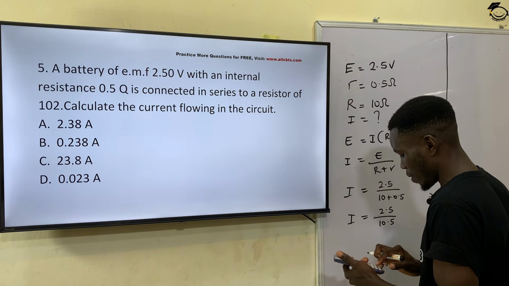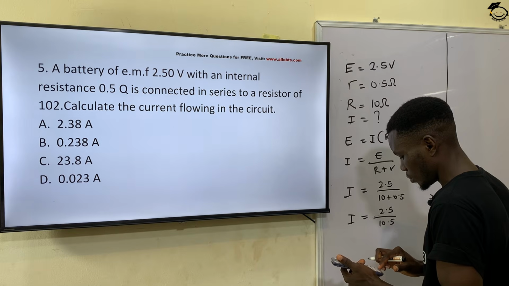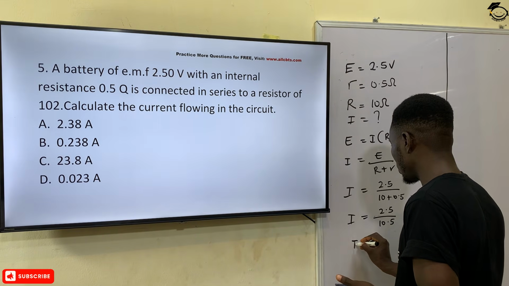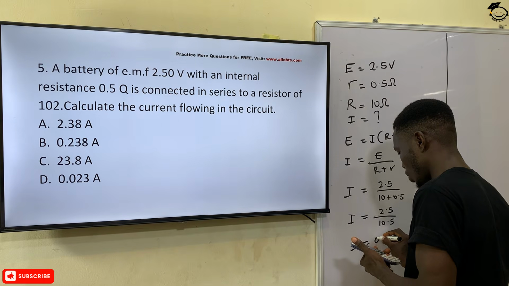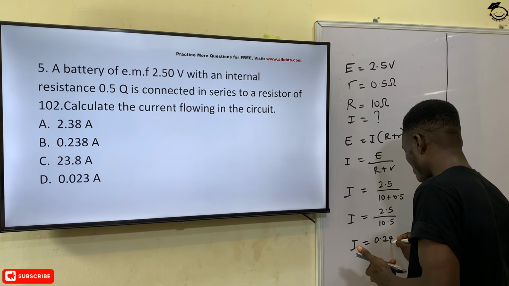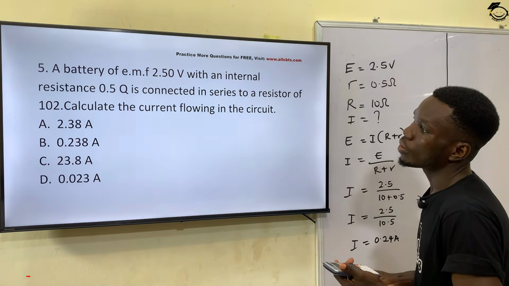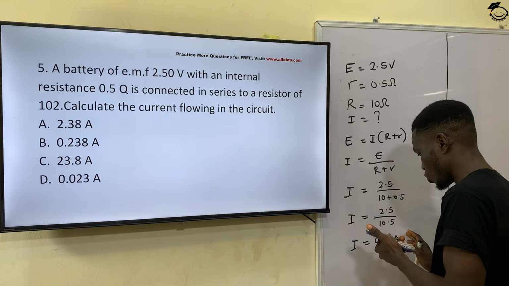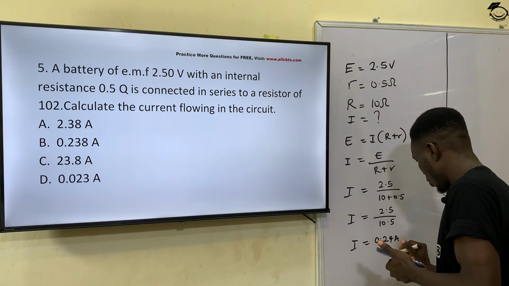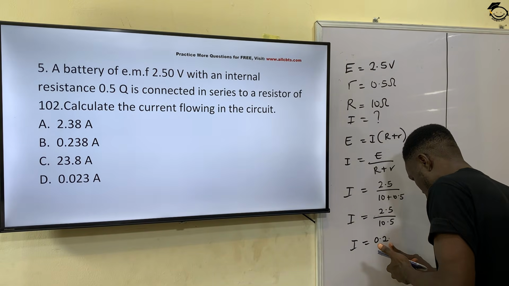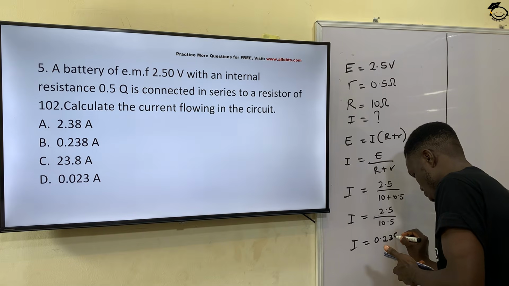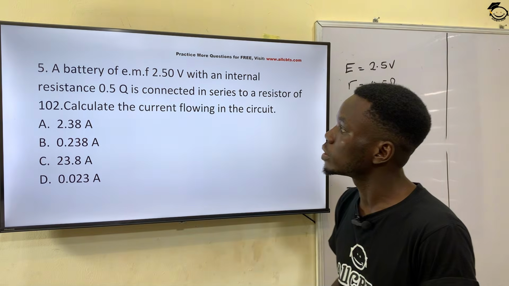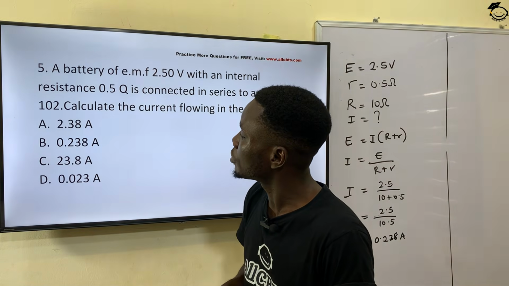That will mean that I have the current in the circuit to be equal to 0.24 ampere. So the correct answer to this question, 0.24, which is what I actually have here, 0.238 ampere. So the correct answer to this question is option B, which says I have what, 0.238 ampere.